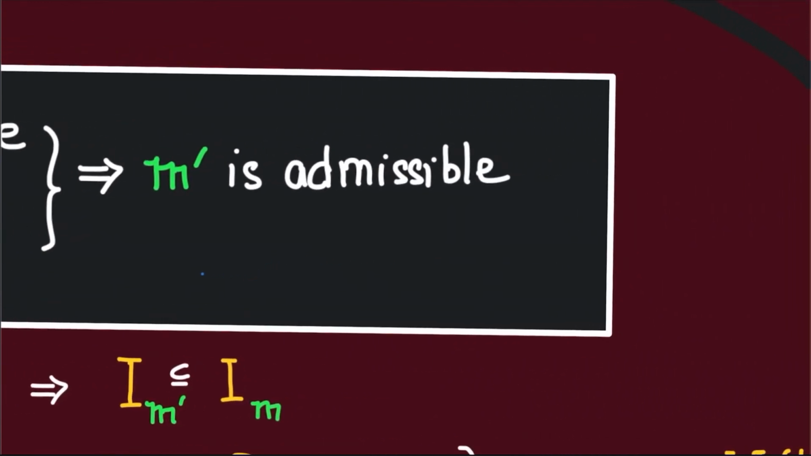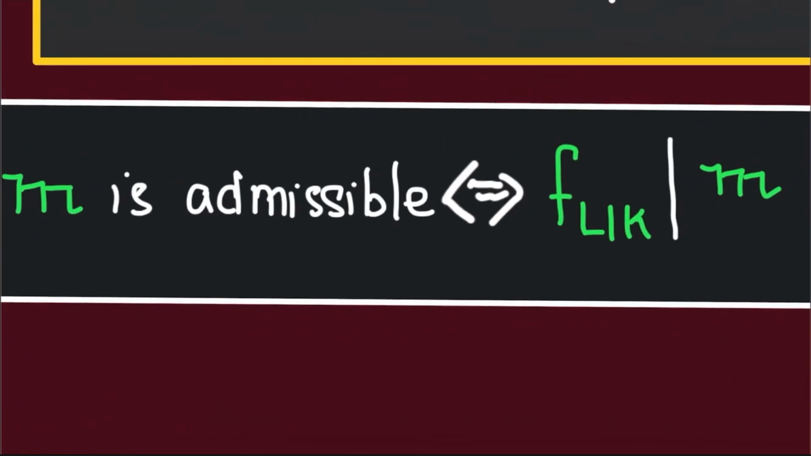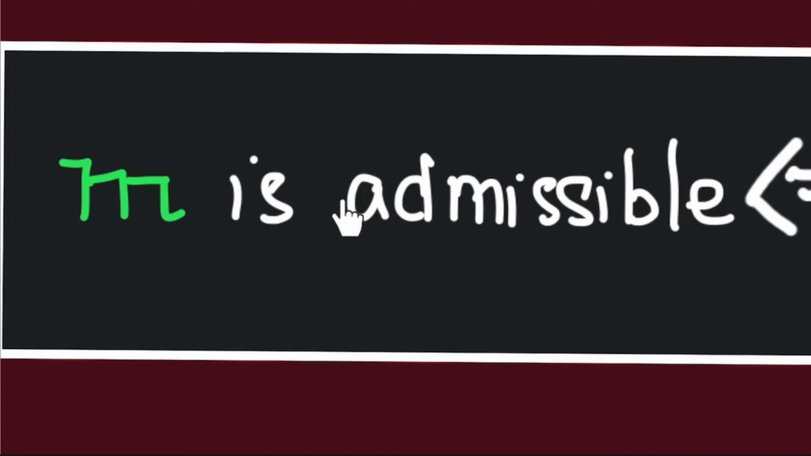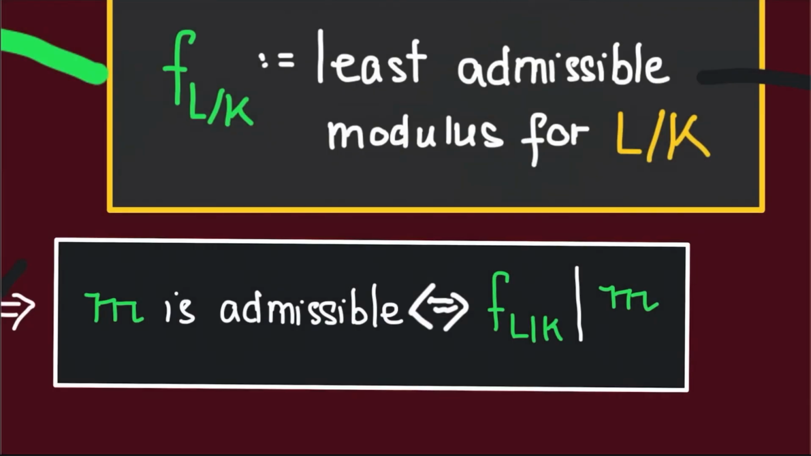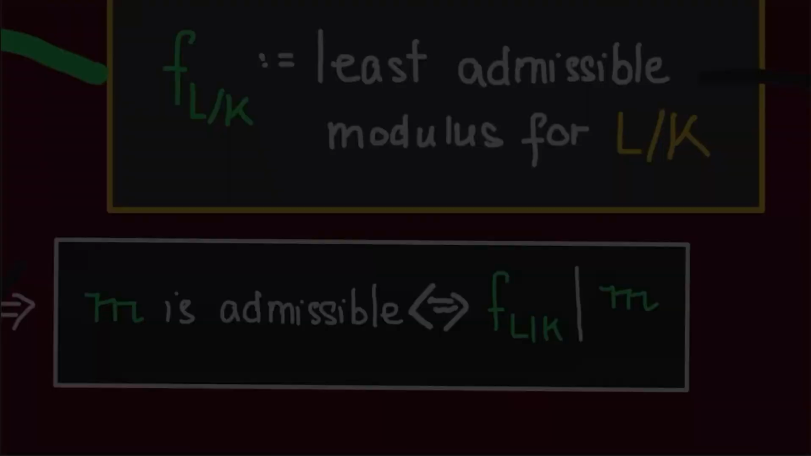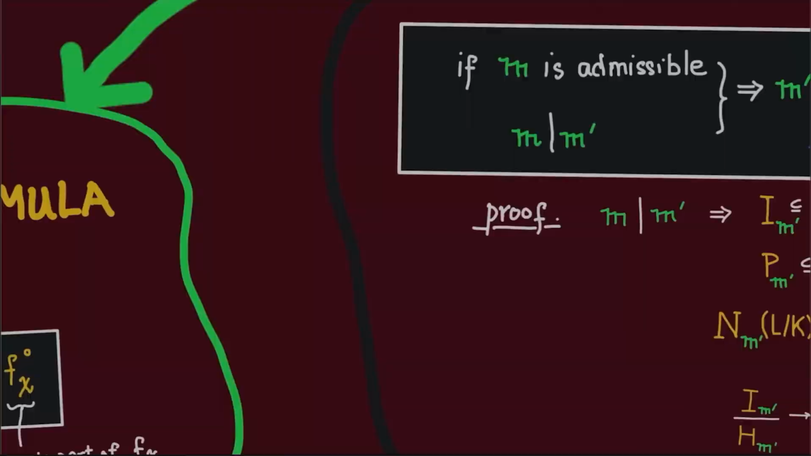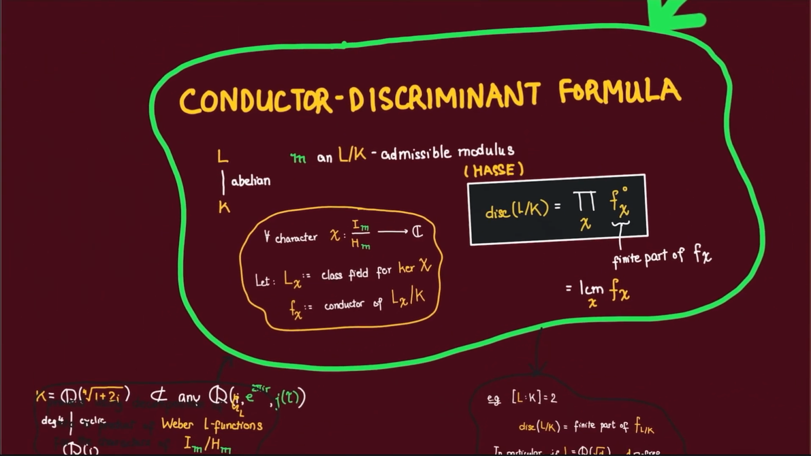be admissible. In particular, we see that if a modulus m is divisible by the conductor, then it itself must be admissible. And thus we have the conductor of L over K divides the modulus m if and only if the modulus m is an admissible modulus of L over K. Up next, we are going to talk about the relationship between conductor and ramification, and more generally, the relationship between the conductor and the discriminant.